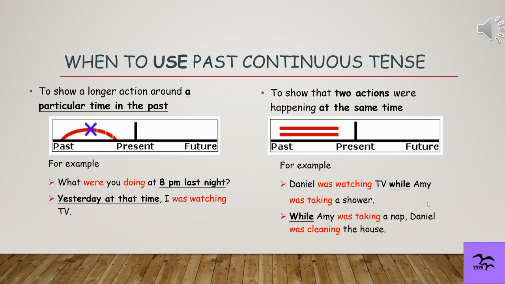Another scenario, which is on your right side, is used to show that two actions were happening at the same time. That means it is used to emphasize two events happening together in the past. For example, Danny was watching TV while Amy was taking a shower. Both events happen together. Another example is that while Amy was taking a nap, Daniel was cleaning the house.